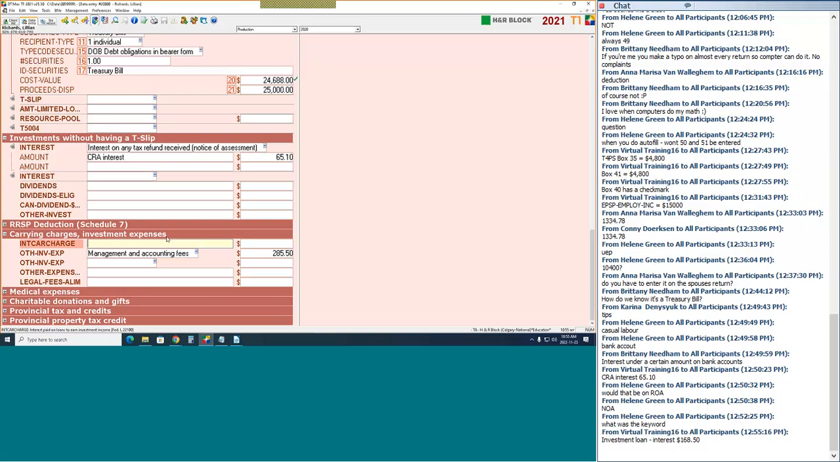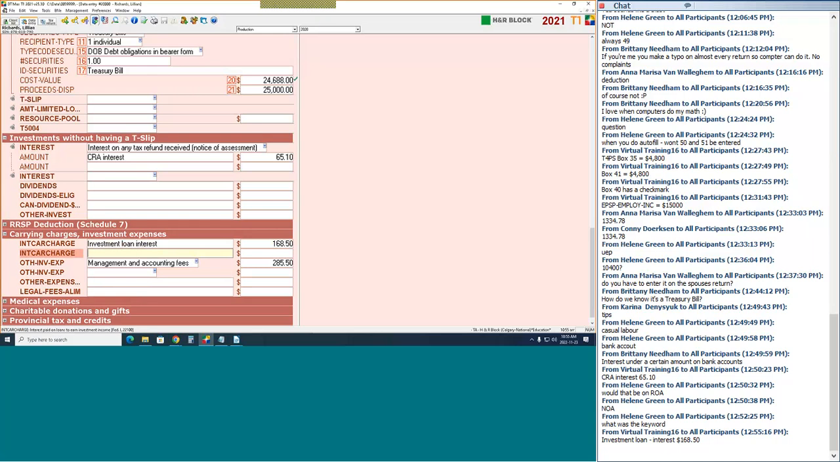Again, make sure you separate them out because these lines get audited and they have to go in the correct place. So I'm going to say investment loan interest. I'm going to say $168.50. I'm going to make sure that she has records of that, and she knows she's probably going to get a request for info to prove it at some point.